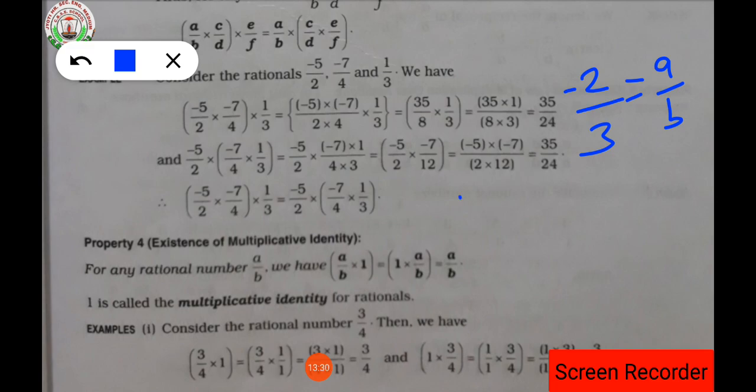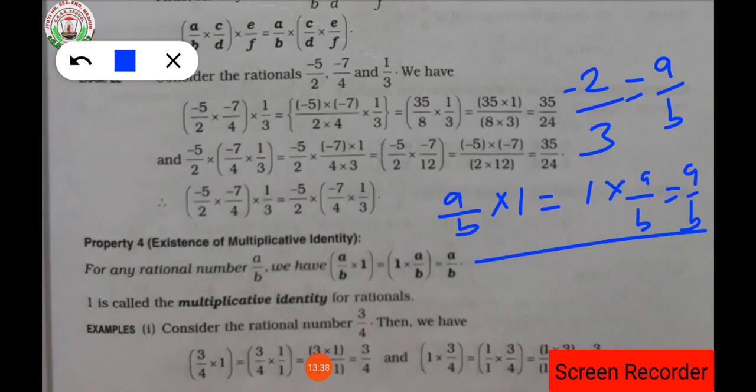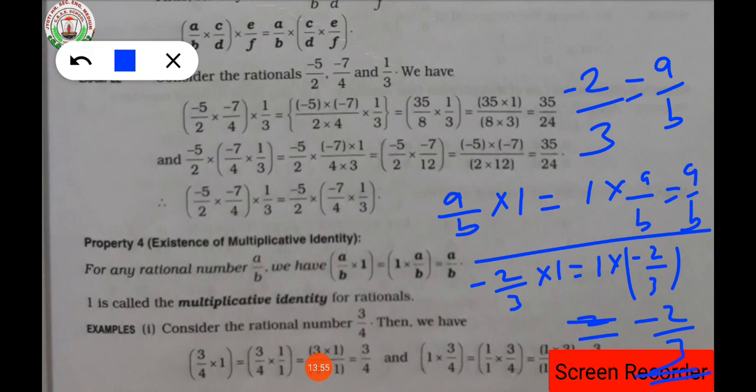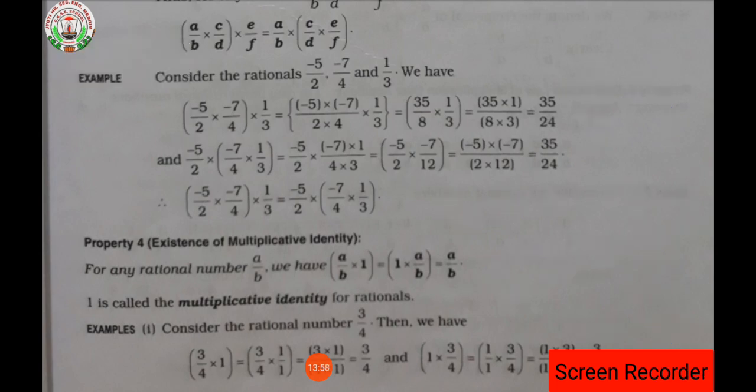Now let's see whether a upon b into 1 is equal to 1 into a by b is equal to a by b. Whether it satisfies this equation or not, let's see. So minus 2 by 3 into 1 is equal to 1 into minus 2 by 3, which will give the answer, what? Minus 2 by 3 itself. That means it satisfies that LHS and RHS both are equal. Hence the multiplicative identity of multiplication of rational numbers exists. Clear everyone?